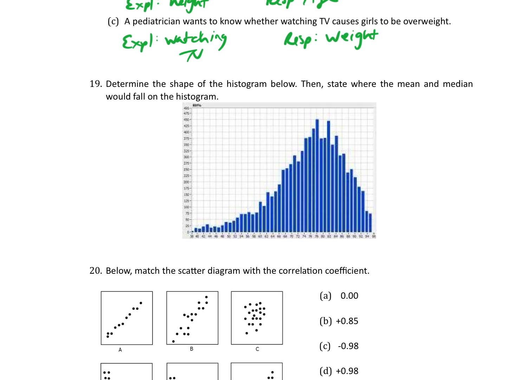So it is skewed left. Remember, you look at the tail to determine skewness. So it is skewed left. The opposite of what it should be.